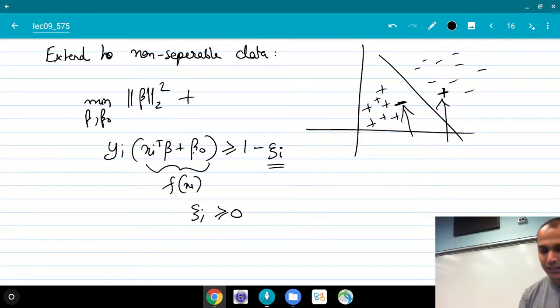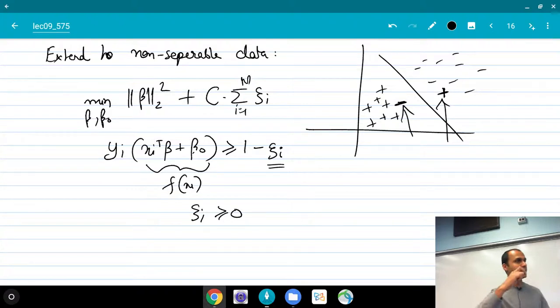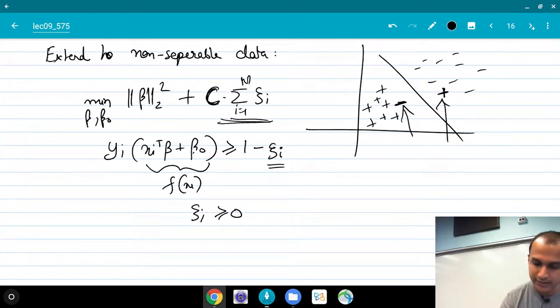But I want to ensure that not too many Ci's are positive, so I'll just add a constant times the sum over i equals 1 to n of Ci. There's one Ci per point, allowing it to cross over the margin, as in not honoring the margin constraint. But I don't have too much budget for them. If, for example, this coefficient is 10 to the power 5, really large, then I don't want to allow any, so hopefully the Ci's are as small as possible.